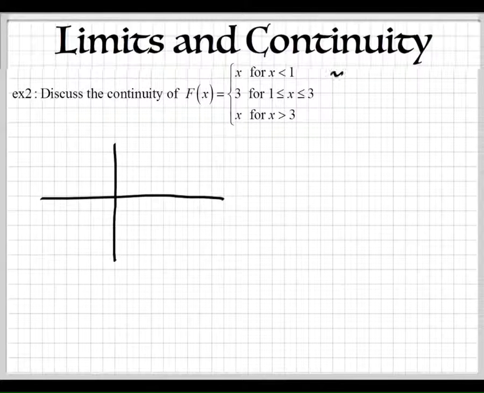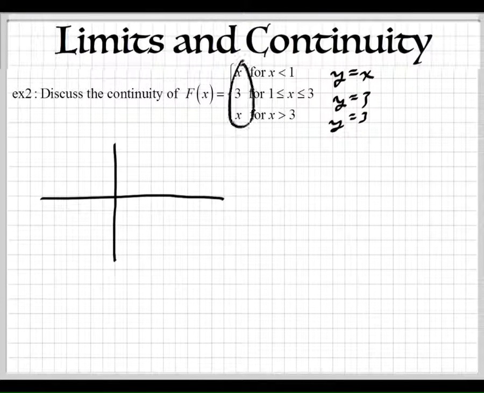Like if I went y equals x. You guys know how to graph that. You guys know how to graph y equals 3 and y equals x. That's all these are right here. These define the intervals on which you graph those functions. That's a quick review for piecewise. And let's see, we have two major points. We have 1 right here, and we have 3.